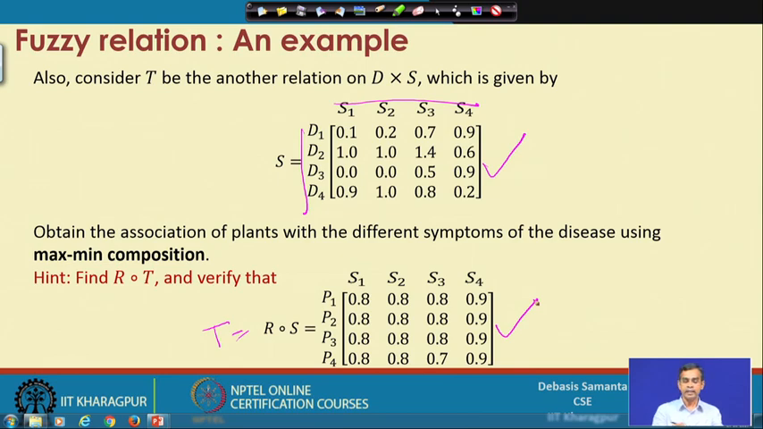So, this relation has the meaning that if the relation R shows which paddy plant is susceptible to which disease, and if S denotes the particular disease and what are the symptoms, then R composition S basically shows, for a particular plant, what are the symptoms corresponding to some disease. So, this is the relation showing a plant and the symptoms that it may be affected by. This is one example, and I hope you have understood the concept of relation.